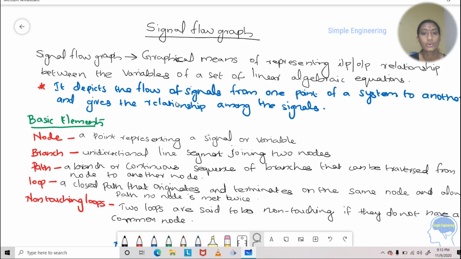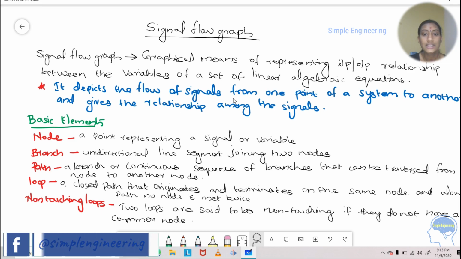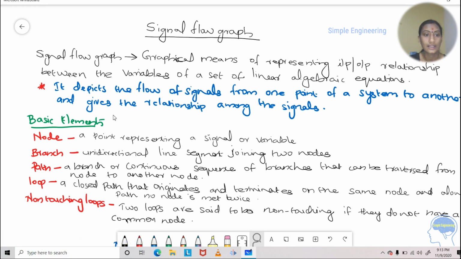Here, by using the signal flow graph, we can find the overall gain by using Mason's gain formula. So signal flow graph is a graphical representation. It can represent the input and output relation between the variables of a set of linear algebraic equations. So it shows the flow of signal from one point of a system to another and gives the relationship among those signals.